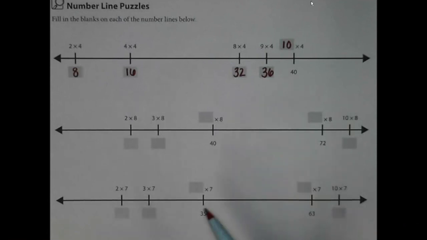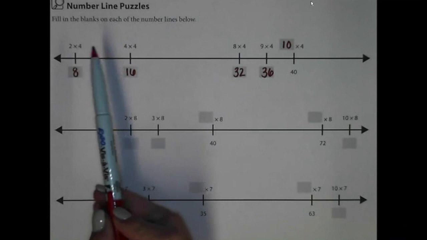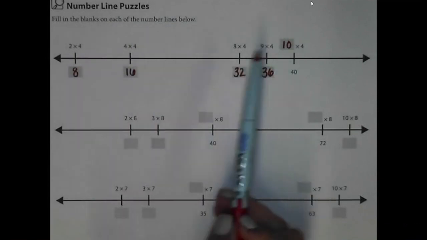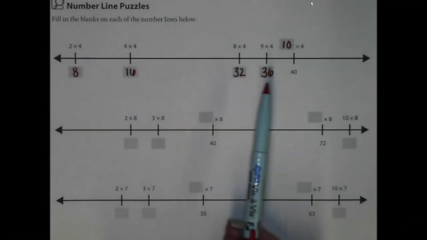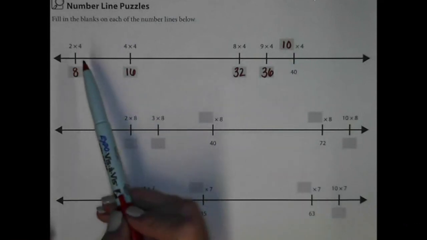We have become pros at using number lines to help us with multiplication. But now I'm going to throw a wrench in everything. All of a sudden, I'm going to give you guys the multiplication sentences on top, and we're going to have to find the products of our sentences on the bottom.